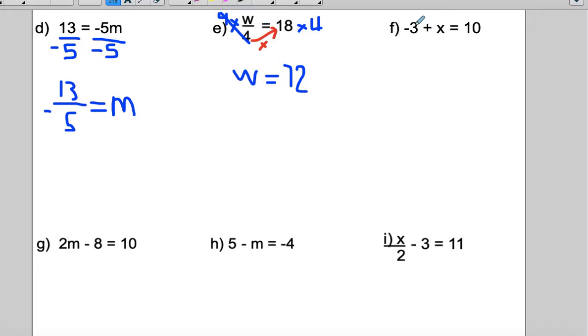So this question, we've got negative 3 plus x is equal to 10. So what I'm going to do here is I'm going to take this negative 3 because I want x to be by itself, and I'm going to send it over. So I'm going to have a line of x equals 10. And remember, when we take a negative across the equal sign, we change the integer to become positive. X equals 13.